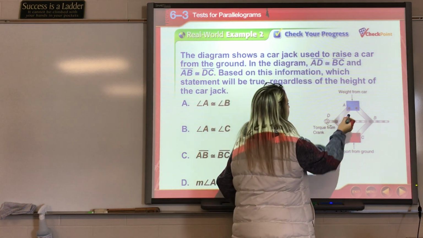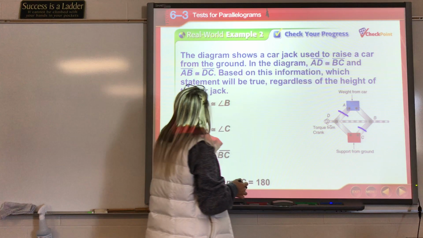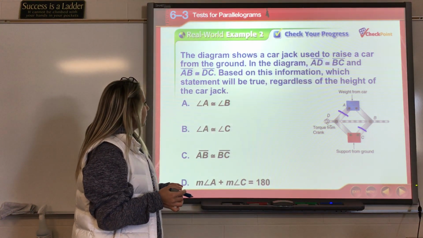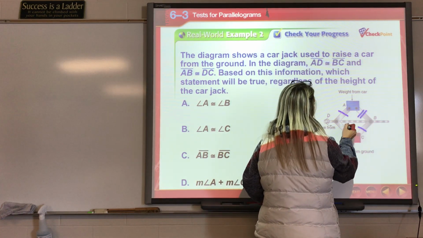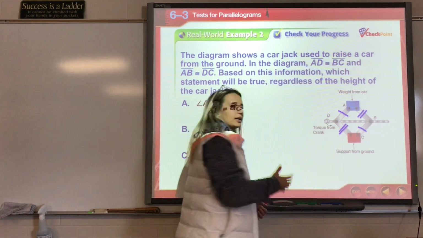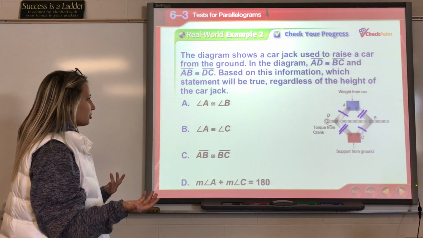Now I'm just going to go in and mark what they gave us. So AD was congruent to BC. And then it also told us AB is congruent to DC. So that's the information that they gave us. So which one of these statements will be true?